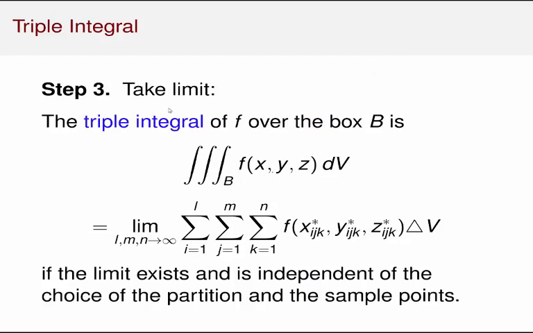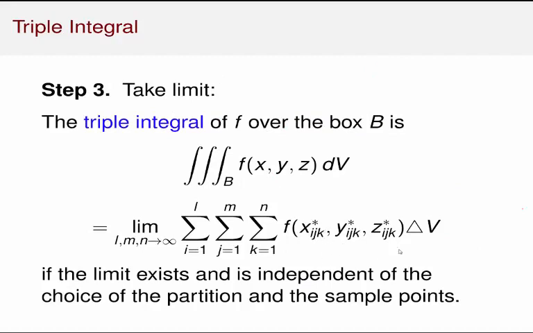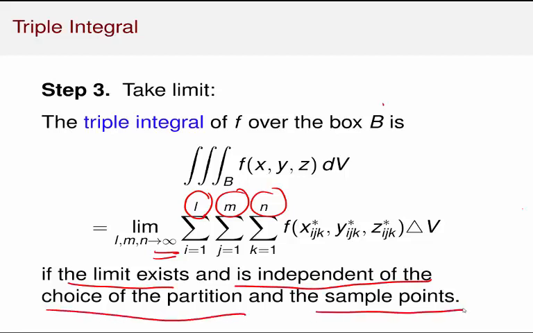Finally, in the last step, we are going to take the limit of this Riemann sum. So in particular, we are computing the limit of the Riemann sum as the upper bounds for the indices ijk tend to infinity. In other words, we are computing the limit as we make the partition of our rectangular box smaller and smaller. Provided this limit exists and is independent of the choice of the partition as well as the sample points, then this will be called the triple integral of our function f over the rectangular box B.